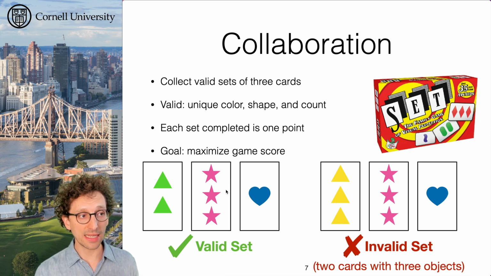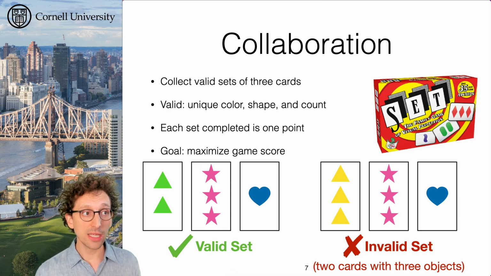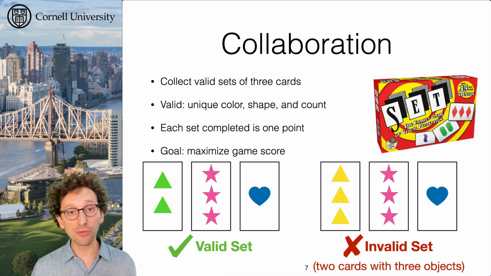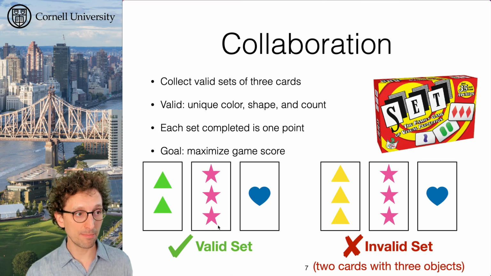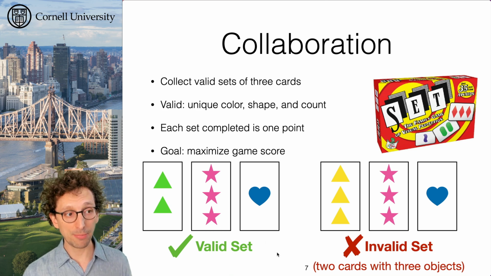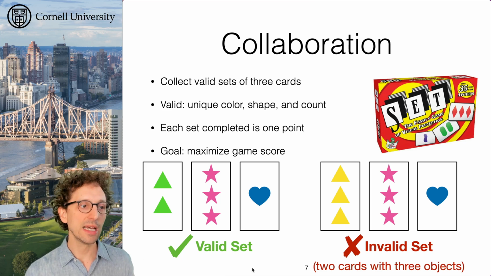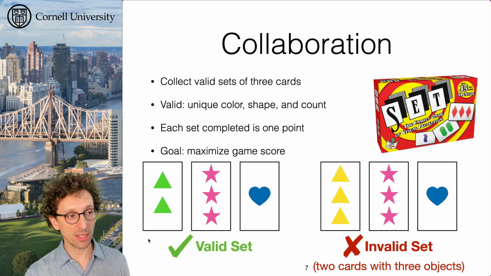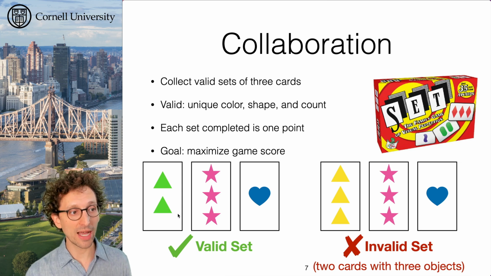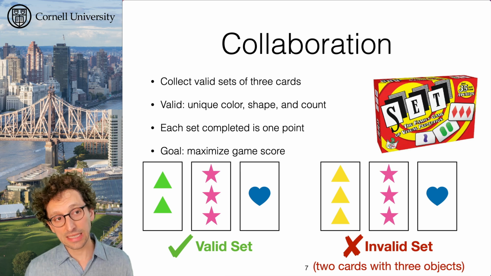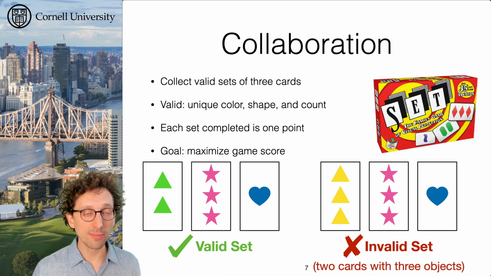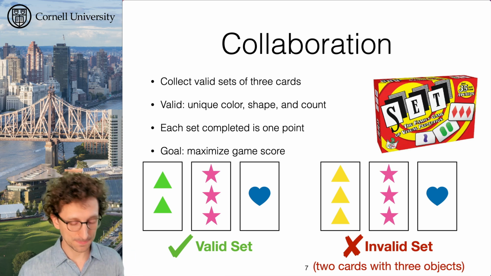The set on the left is a valid set. Each of the properties, the color, shape, and count, is unique. Each color, green, pink, and purple, appears once. Each count, 2, 3, and 1, appears once, and each shape that appears here also appears once: triangle, star, and heart. On the other hand, the set on the right is an invalid set because the count 3 appears twice.